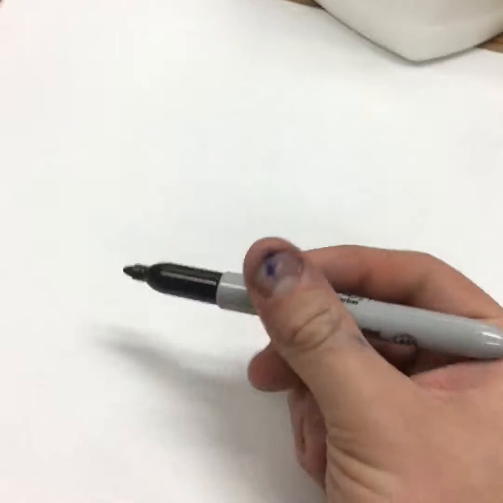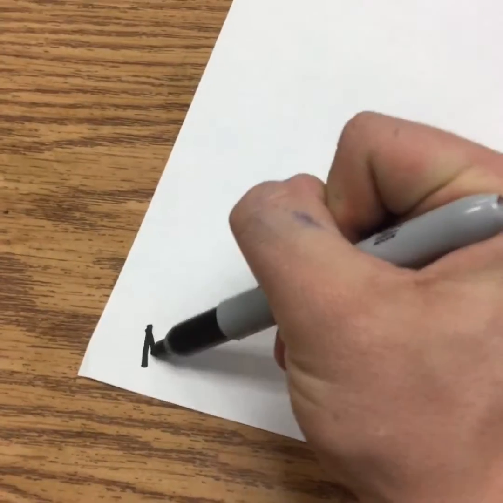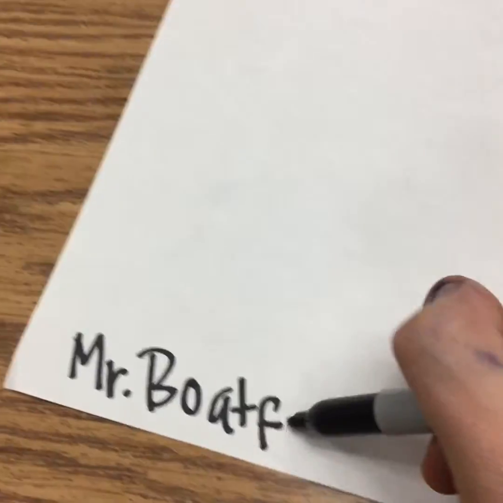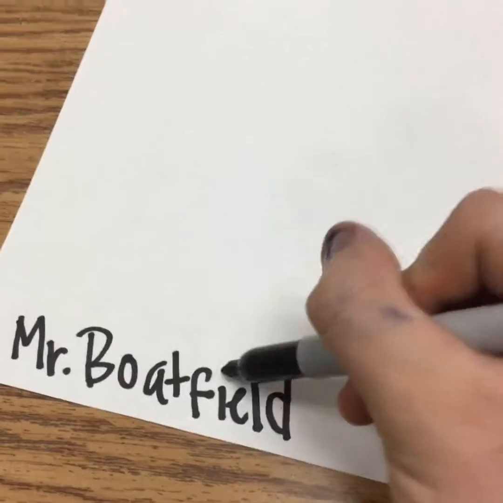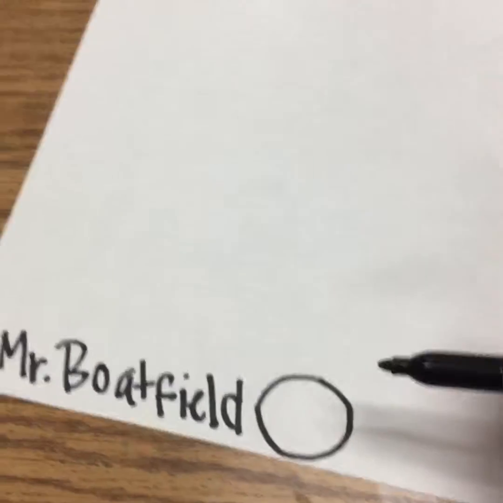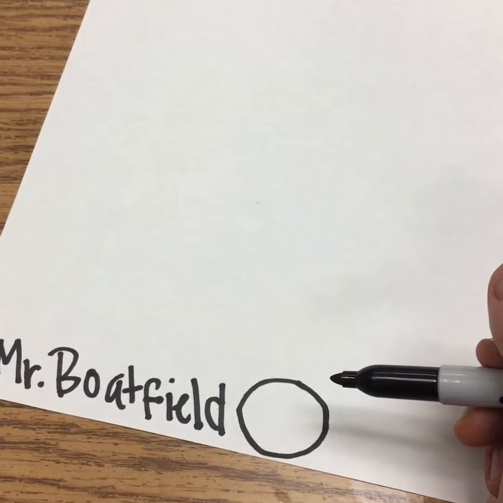What you do is you open it up. It's just like a normal marker, but it's a little bit darker. This Sharpie does not touch your skin. Do not draw on yourself with it. You are going to write your name in the very bottom left-hand corner. I'm going to write Mr. Boatfield because that is my name, but if you have your own name, please write that. And then we are also going to write our class code right next door, and then I will pause the video and tell you what your class code is.